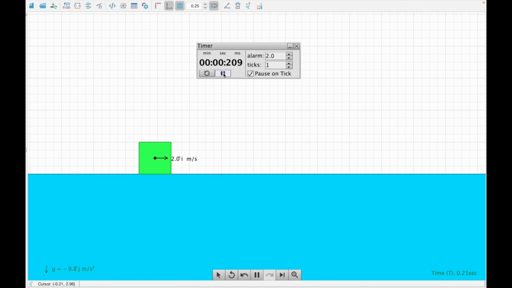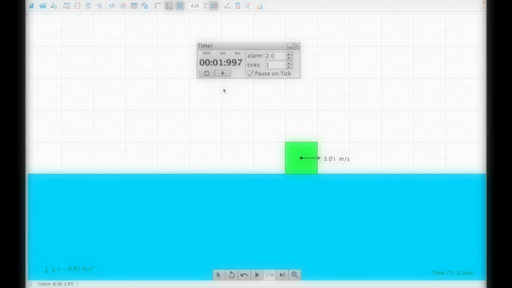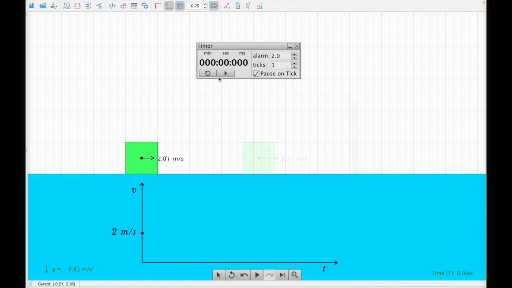However, consider this example, where a block moves with a speed of 2 meters per second for 1 second, and then with 3 meters per second for the next 1 second. Here, what is the velocity of the overall motion? Is it 2? Or 3, or somewhere in the middle? Well, one thing is certain, that this motion is non-uniform as the velocity is changing during the motion.